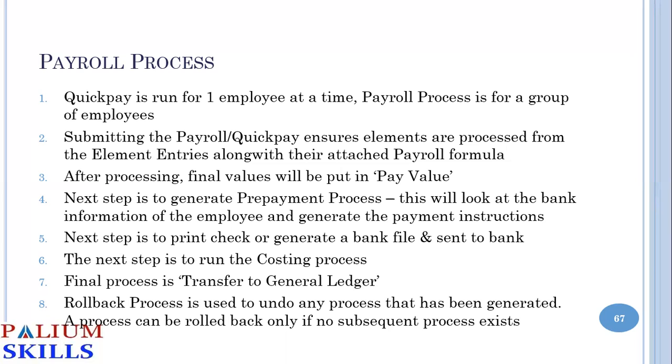After that, the next step is to print the check or to generate a bank file and send it to the bank. After that, the next step is to run the costing process. The final process is the transfer to GL. Remember, any financial cost for any company has to be accounted for.